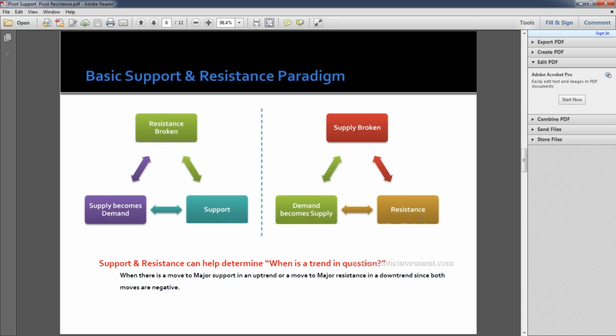So, the basic support and resistance paradigm. Support and resistance can help determine when the trend is in question. A support and resistance zone either holds the market or reverses the market from the current levels. So when is a trend in question? If it has higher highs and higher lows, it means that it is a bull trend. It is going higher and higher. At some point, there should be a reversal as well.